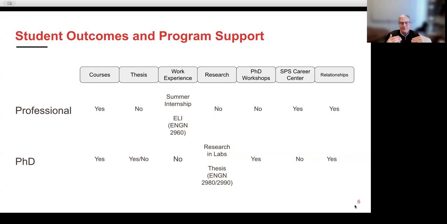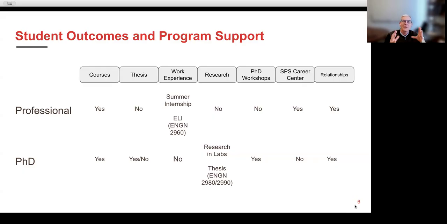Then we have what we would call more of a co-op experience. This would be in your second year. For one of your 8 courses, you'll be able to do this ELI, which is experiential learning immersion, where you go to some type of internship or co-op experience, and then you get course credit. You obviously would also be compensated for that position.